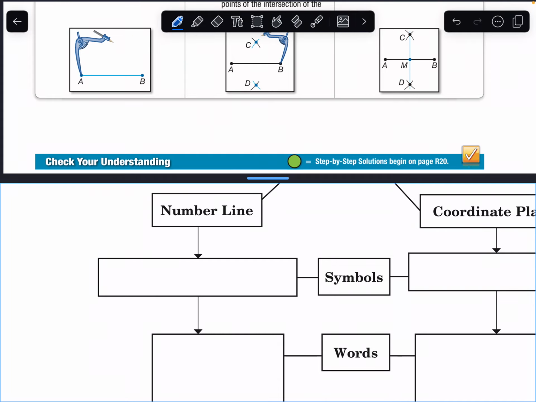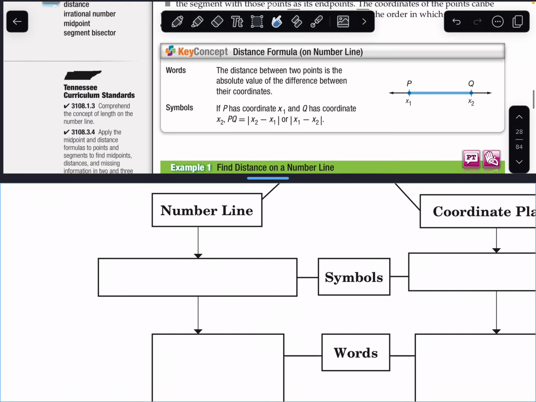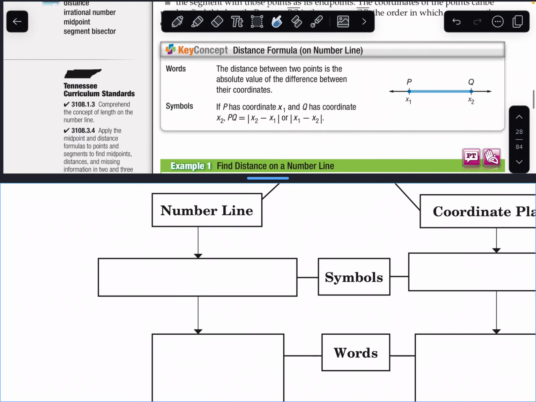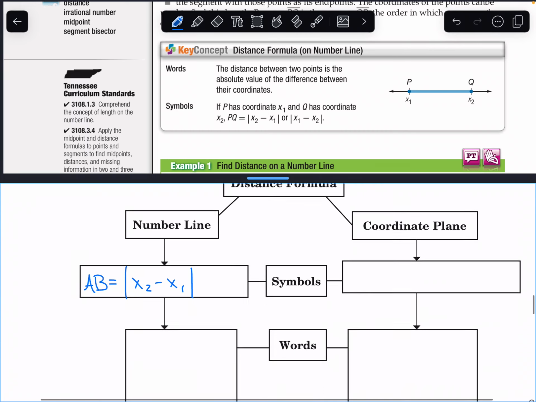So let's go back to where it was first. Given distance formula on a number line. This is for, let's see, AB. So distance AB is equal to absolute value. On a number line, we'll just go with x. We'll assume a horizontal number line. x2 minus x1.